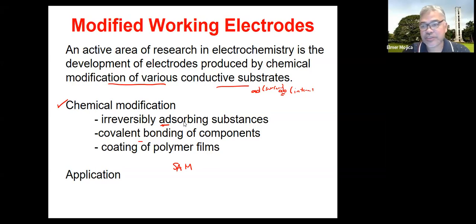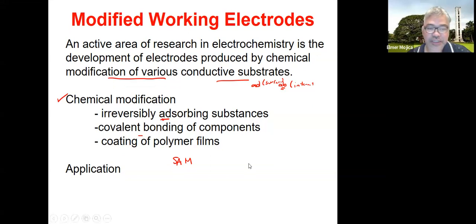So sometimes, just with what we call the glassy surface, they can do some modification. Okay. SAM is just what? Self-assembled monolayers. Okay. So what it does is really target the surface. So that is an example of covalent bonding.